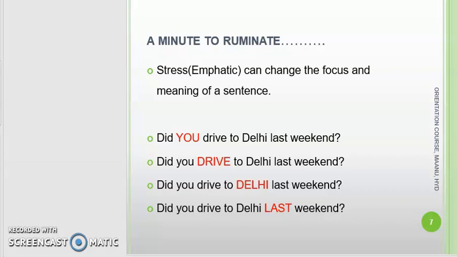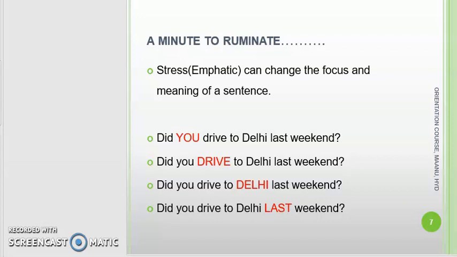On your screen, you can find a sentence that has been stressed in four different ways. I'll again say the sentence aloud, stressing at different places so that you can comprehend how stress would bring about a change in meaning. Did you drive to Delhi last weekend? Which means, did you drive or did your brother drive? Did you drive to Delhi last weekend? Which means, did you drive or you went by flight? Did you drive to Delhi last weekend?